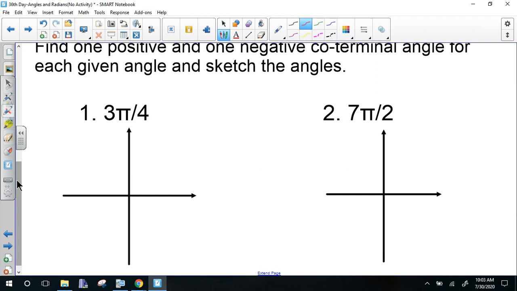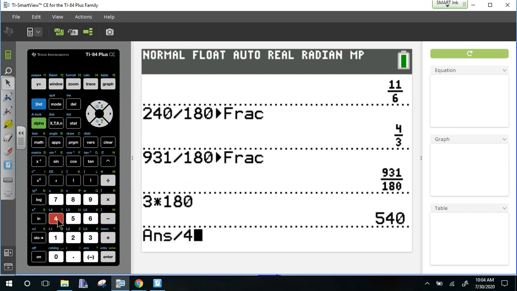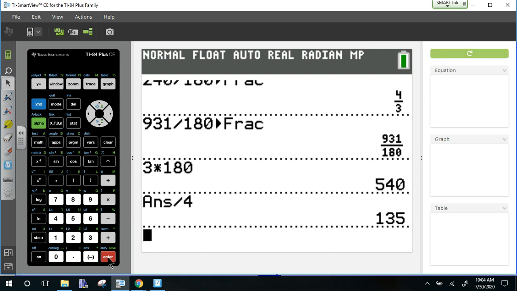Most students can't picture on a circle what 3 pi over 4 radians looks like. So I tell them, go ahead and convert it to degrees. If I do 3 pi over 4 and I want it in degrees, I'll multiply by 180 over pi so that the pi's will cancel. And I can now multiply 3/4 times 180. So 3 times 180, divided by 4, and I get 135 degrees.